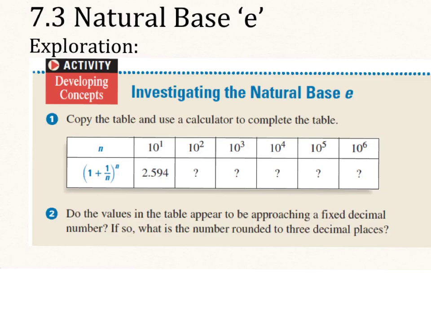Okay, so we have this over here. I'll use my pointer if I can find it real quick. There it is. So we have this equation here: 1 plus 1 over n, all raised to the n. And your n are these numbers here. So to get 2.594, we put in 10. So we have 10 squared, which is 100, 10 cubed, which is 1,000, then 10,000, 100,000, and a million.